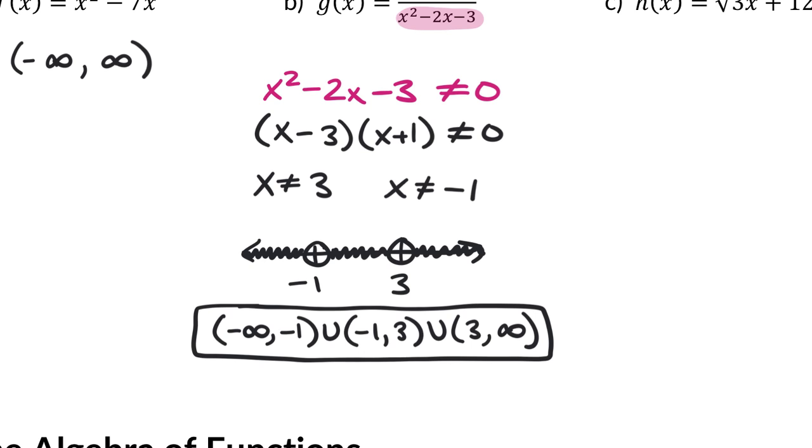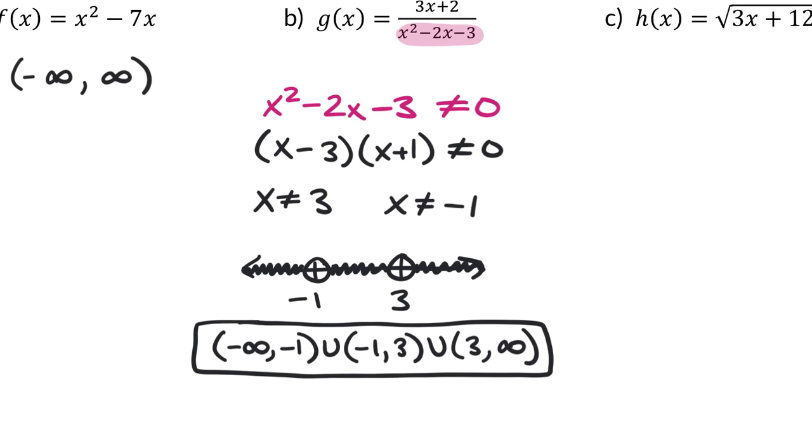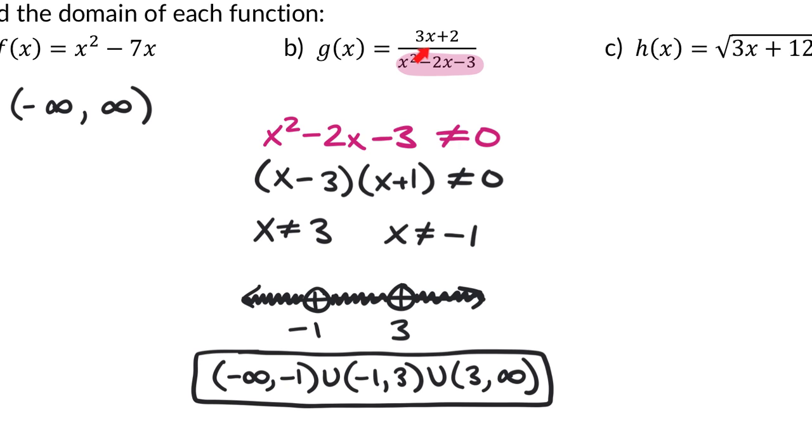Whoa, a lot just happened really quickly. Let's backtrack and make sure we understand. We started with a rational function. Rational functions, the denominators cannot be equal to 0. So we need to figure out what numbers would make that 0. We say the entire denominator not equal to 0. We solved like it was a regular quadratic. It's just these are the numbers it's not equal to. Put those numbers on my number line and pluck them out of my domain.